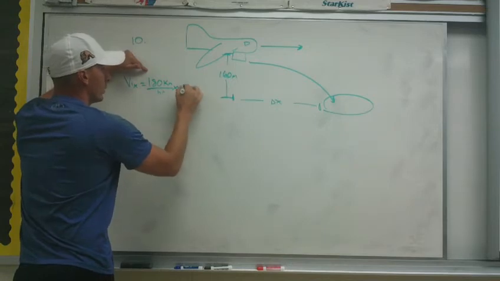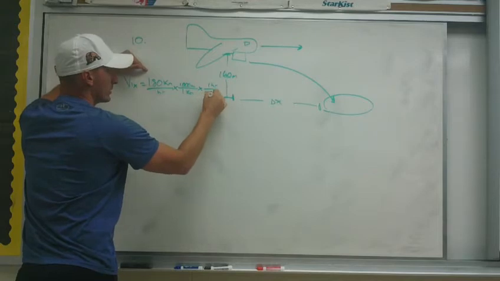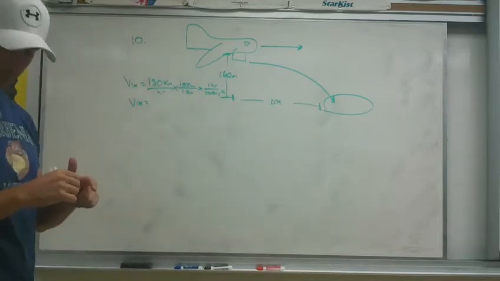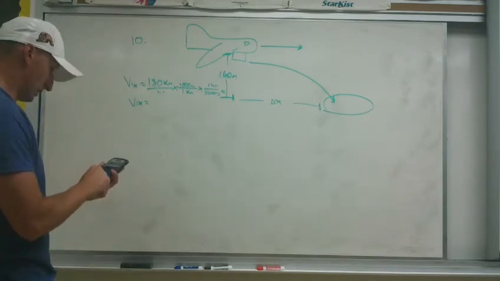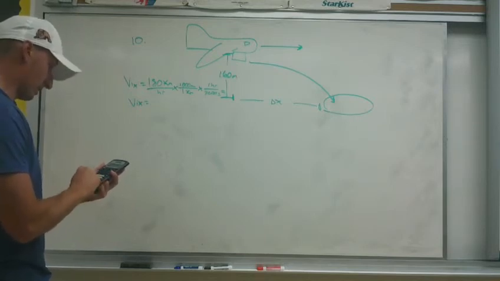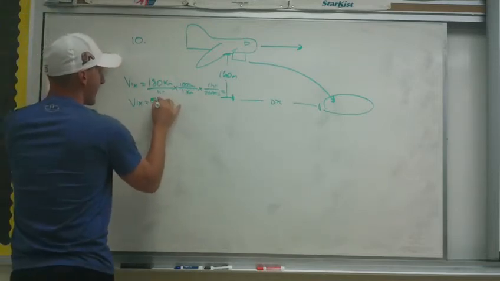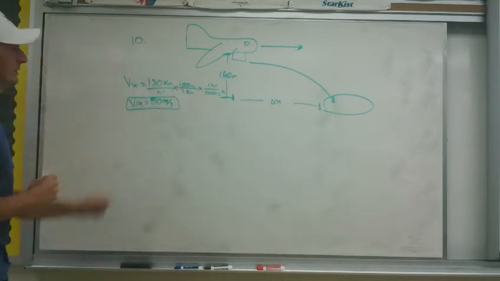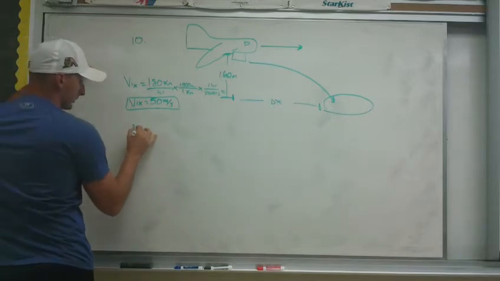1 kilometer is 1,000 meters, 1 hour is 3,600 seconds. So your new Vix is 180 times 1,000 divided by 3,600. I get 50 meters per second. So I want to find delta x.